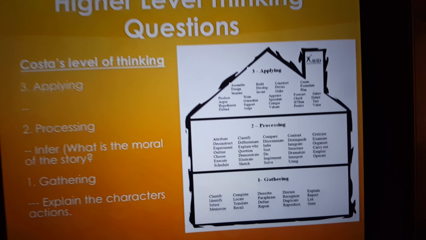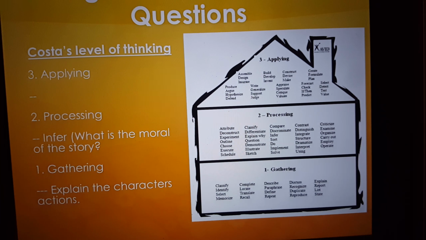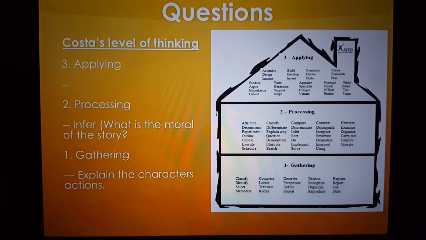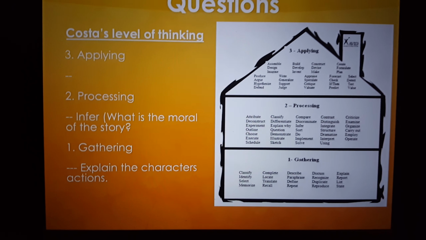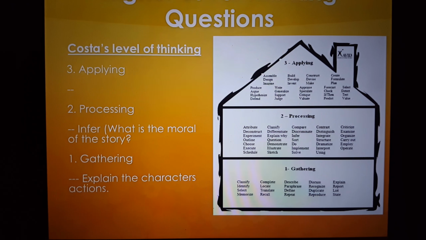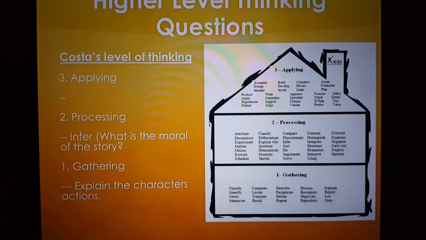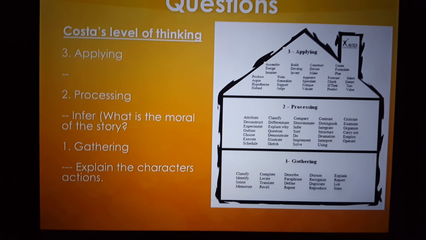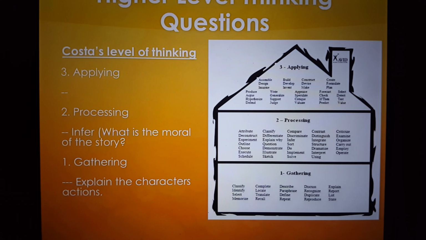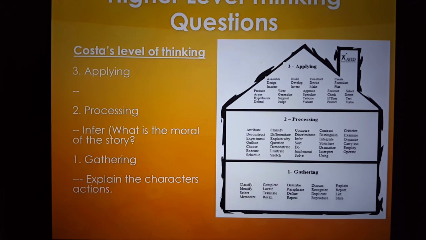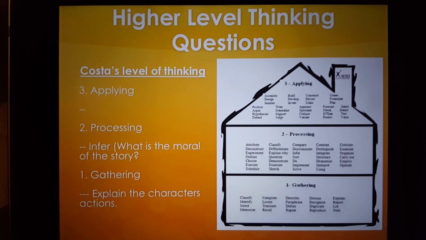So, inside of the house, we have the 3 stages of the house, and those are words. This would be an example of gathering where they explain the character's action, or they can infer. What is the moral of the story? So those are 2 level question types that they can use. Now, applying would refer to them actually doing the task. Those are a little difficult questions for them to develop. So you may want to start with level 1 and level 2 of Costa's levels of thinking.